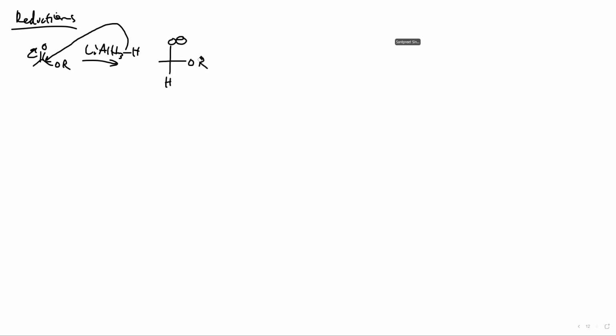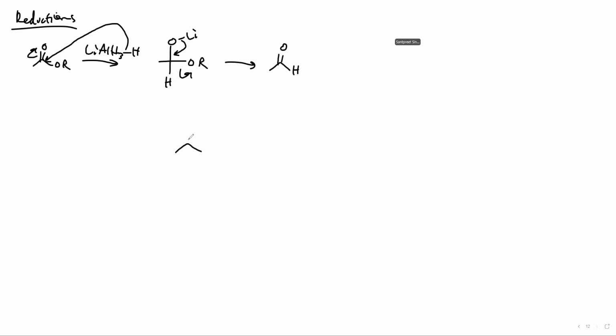And this is where things get a little bit interesting. Okay, it turns out that lithium aluminum hydride on an ester is very similar to lithium aluminum hydride with a carboxylic acid, in that when we form this intermediate here, the O- will actually come down and kick off OR- to form the aldehyde.